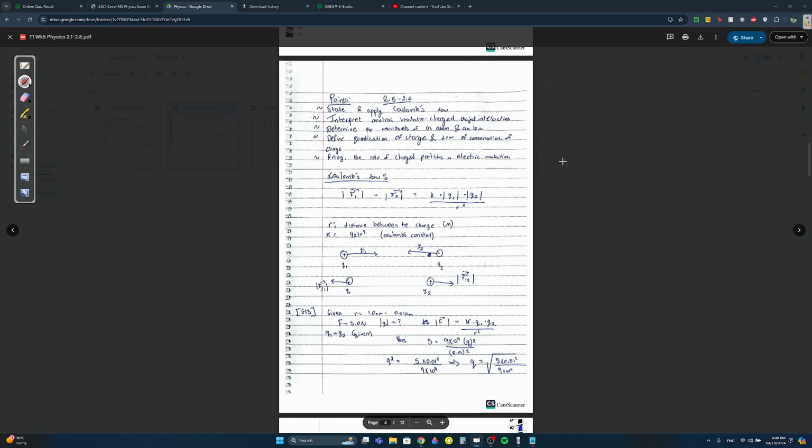What does Coulomb's law state? Coulomb's law states that the magnitude of the force is directly proportional to the product of the charges divided by the square of the distance between them.